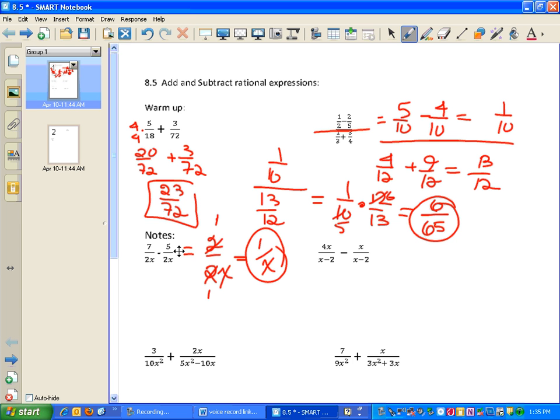Are my denominators the same? So we're going to subtract the numerators. 4x minus 1x over x minus 2 is 3x over x minus 2. Is there something that I can reduce both the numerator and the denominator with? No. That x isn't going to come out. Would you agree? So it's my final answer.